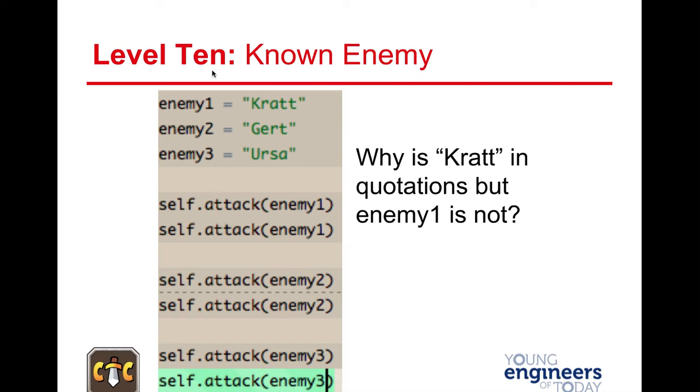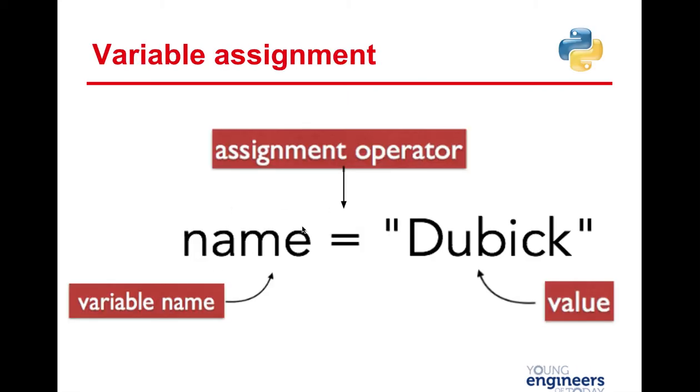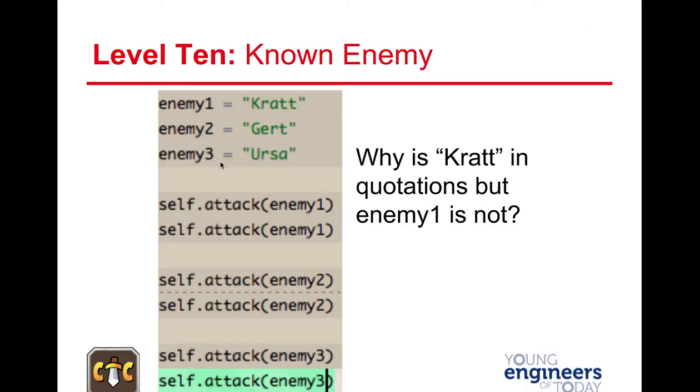Now, in level 10, you're introduced to the idea of variable assignment. So instead of attacking and then within here putting crat, you put enemy1, which is a variable that stores the string crat. So right here, let's look at this question. Why is crat in quotations in green, but enemy1 is not? Well, that's because crat is a string. It's the value being saved to the variable enemy1.